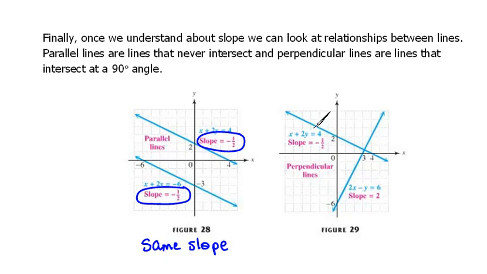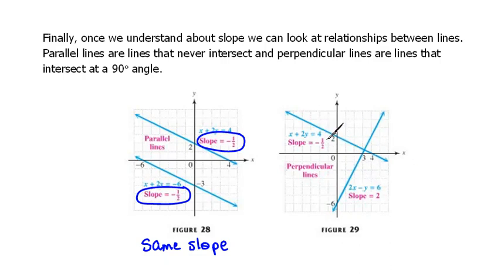Now, over here, though, we have two lines that are called perpendicular lines. Perpendicular lines are two lines that intersect in a 90-degree angle. So they create these 90-degree angles right here. That's what the formal part of it is. Okay, but look at their slopes and how they're related.